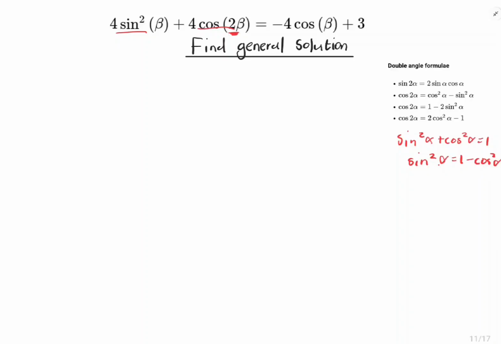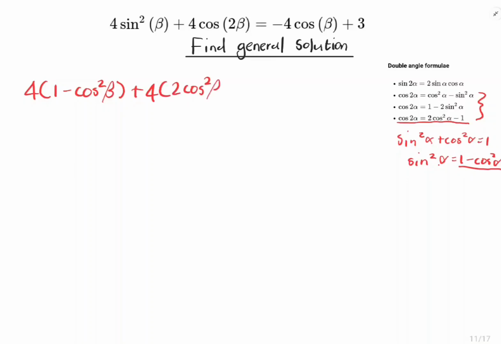For cos 2b, we have three forms over here. We want to pick the one that only has cos, and we can see that it is going to be this one. So having said all of that, let us go ahead and change these two trigonometric expressions. For sine squared b, using this form, we end up with 1 minus cos squared b plus 4. For the double angle cos 2b, we're using this form, so it's going to be 2 cos squared b minus 1, is equal to minus 4 cos b plus 3.